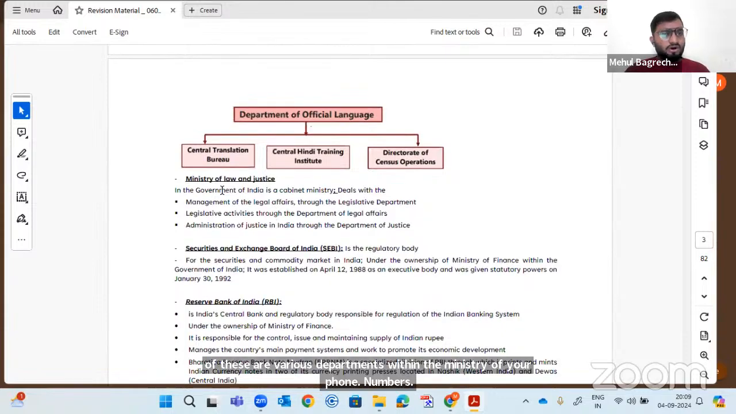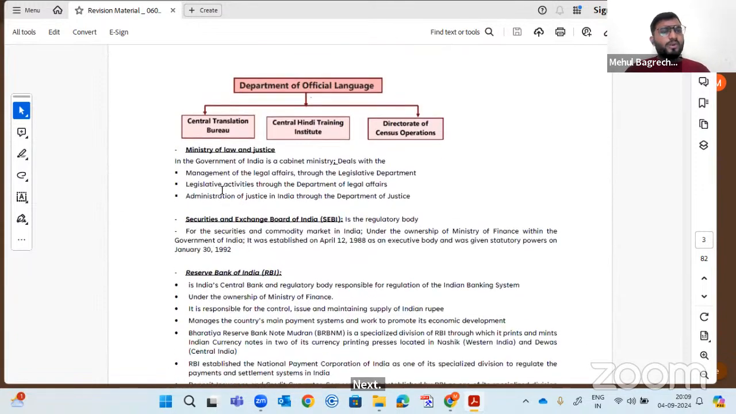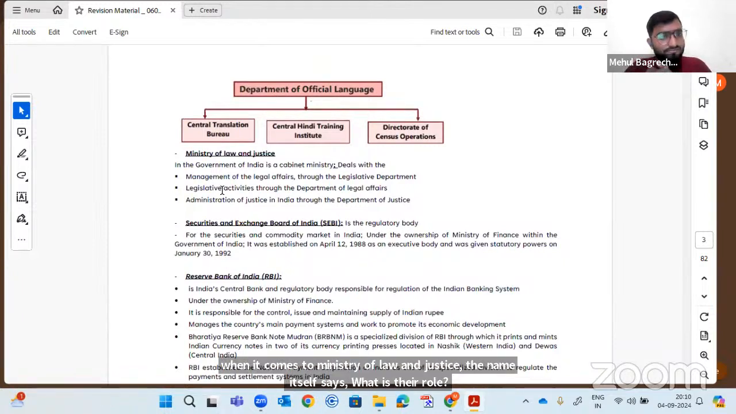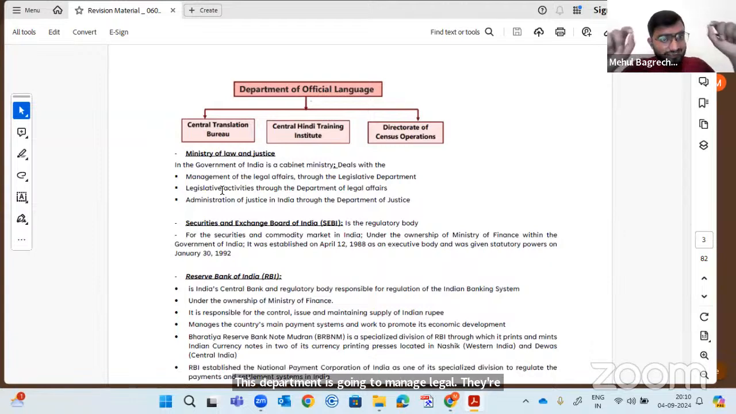Next, Ministry of Law and Justice. Now, when it comes to the Ministry of Law and Justice, the name itself says what their role is. This department is going to manage legal affairs. They're going to ensure that legislation is implemented through the Department of Legal Affairs. All of this administration is handled by the Ministry of Law and Justice.